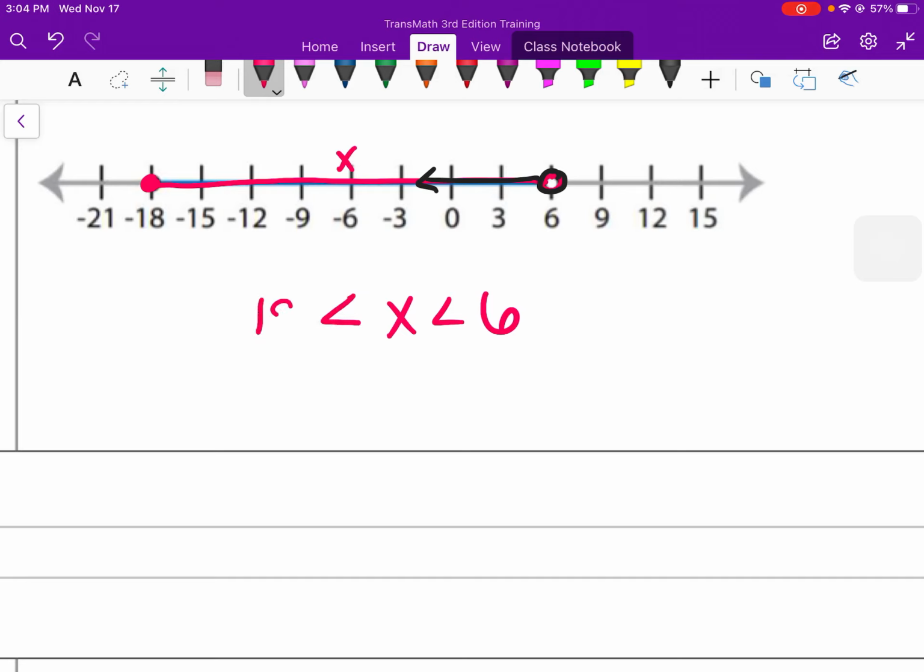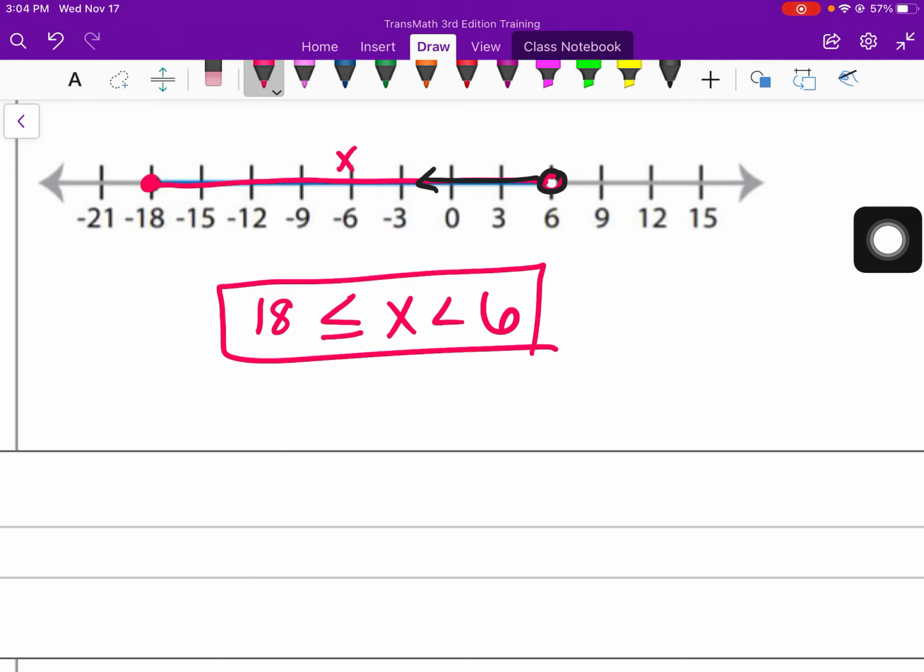So I'm going to point to the 18. 18 is smaller than my x in this case. So I'm pointing to 18. x is the bigger one. And then 18 has a closed circle, so I'm going to add the equal to. So this should read 18 is less than or equal to x, and x is less than 6. So 18 is less than or equal to my x's, and x is less than or equal to 6. So that's how that is read.